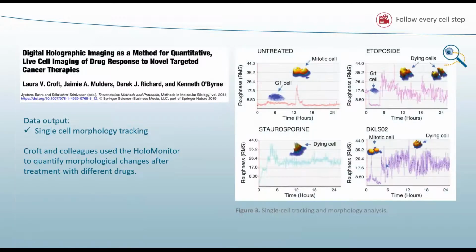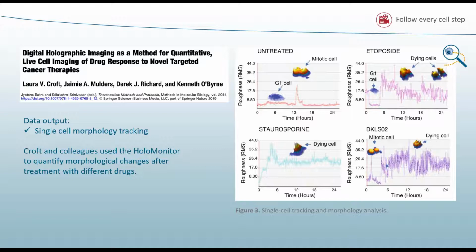Interestingly, there is a study where they have used cell tracking to see how individual cells change their morphology over time. This is an Australian publication from Croft and colleagues. I brought this along to show you that they can really separate out mitosis, which is the upper left diagram, from cell death, which is the etoposide and the staurosporine diagrams. In the DKL-SO2, you can see that first they have mitosis, normal cell mitosis, and then they have cell death. So using single cell tracking and morphology, you can get detailed information about your cells.